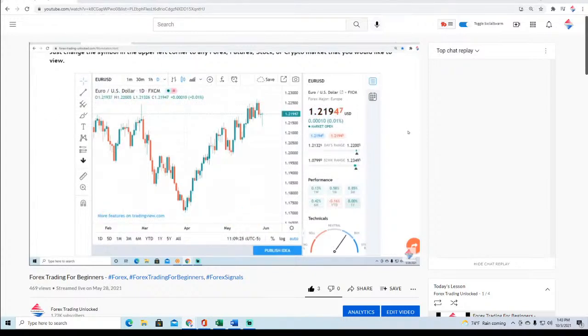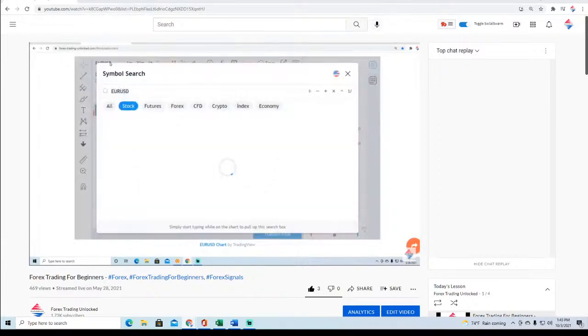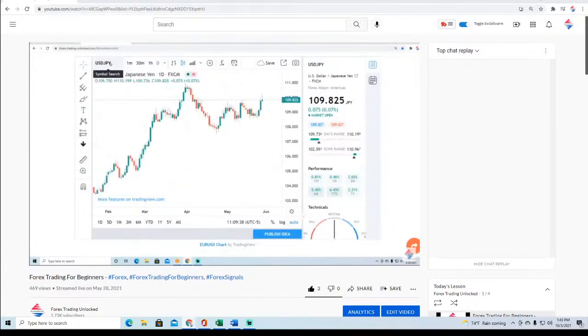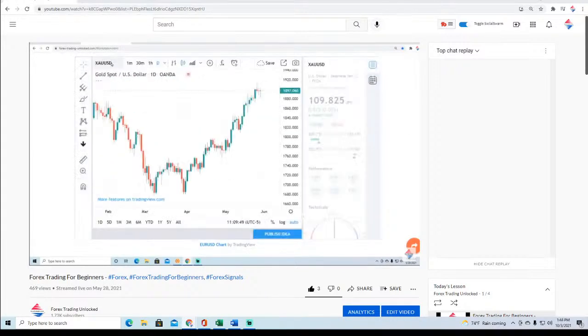So when you come down to this page, as you can see, we have it set up with the euro as our initial market. You can always change these at any time. Like here, we'll put in the US Dollar Japanese Yen. As you can see, it then changes and gives you all these other bits of information. We're going to go over that in just a second. You can also pull up things like XAU USD, the gold. This is all live in action.